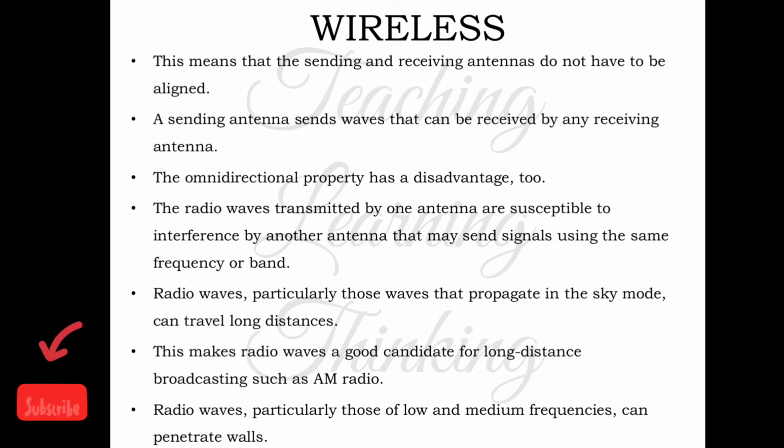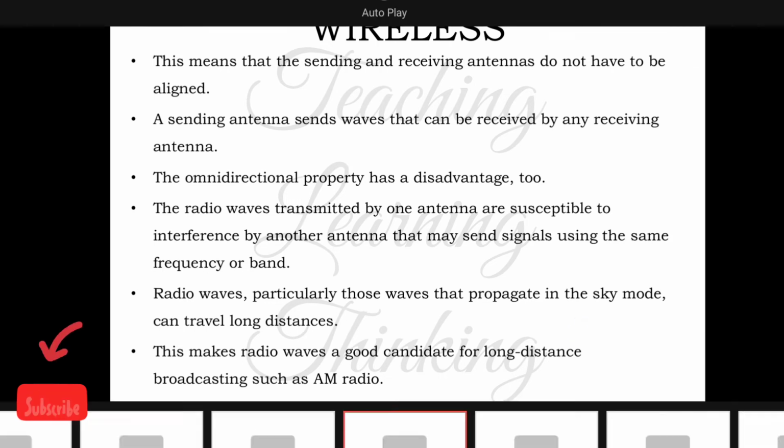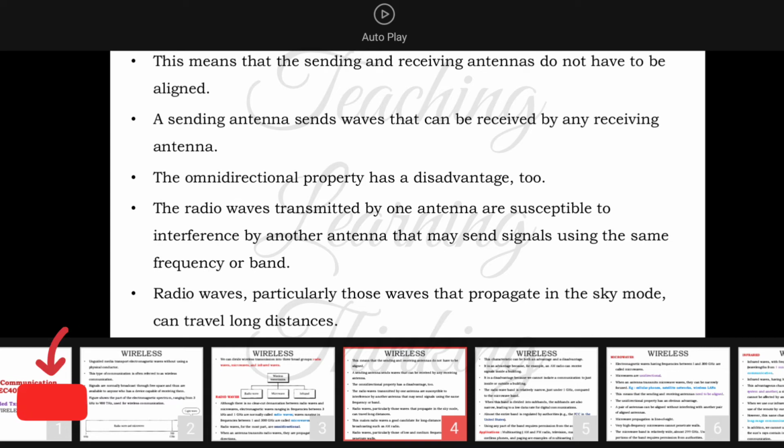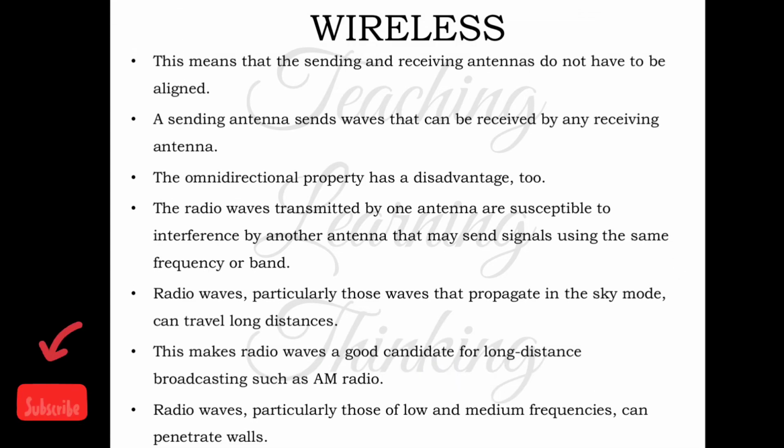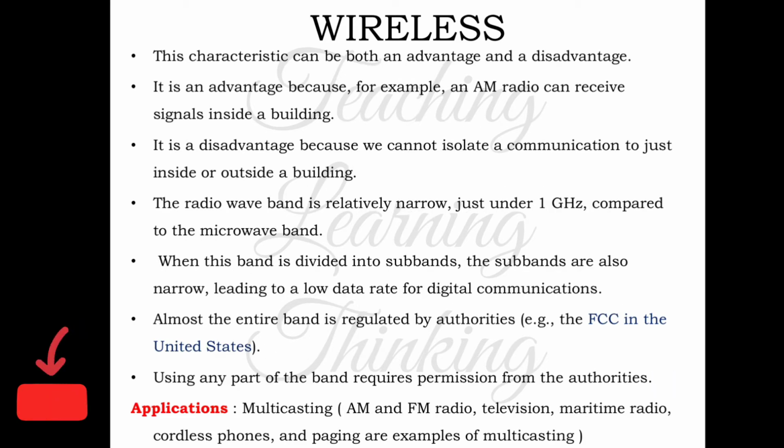Radio waves, particularly those of low and medium frequencies, can penetrate walls. This is a very important property of radio waves, and this characteristic can be both an advantage and a disadvantage. It is an advantage because, for example, AM radio can receive signals inside a building, and it is a disadvantage because we cannot isolate the communication to just inside or outside a building. That's all about the advantages and disadvantages of radio waves.